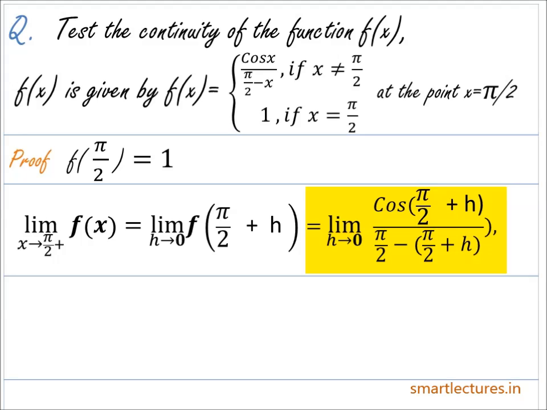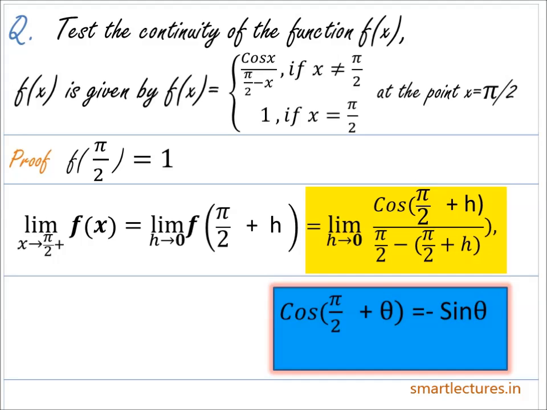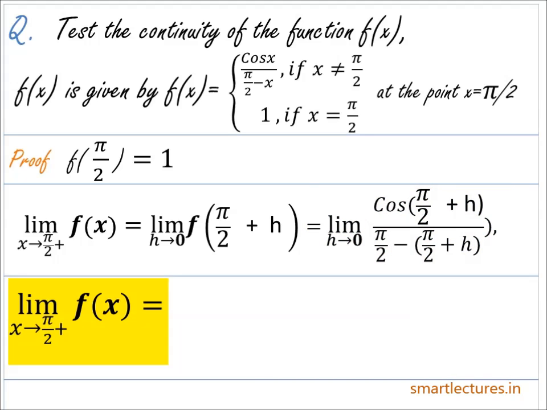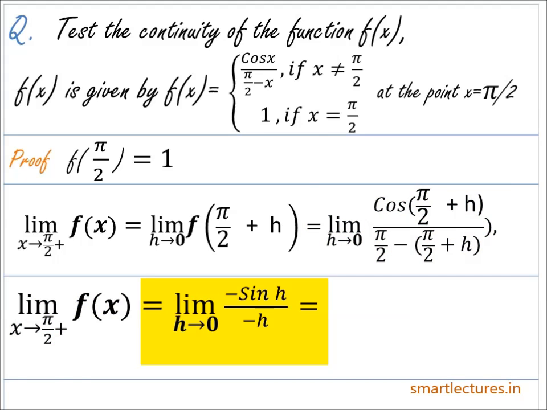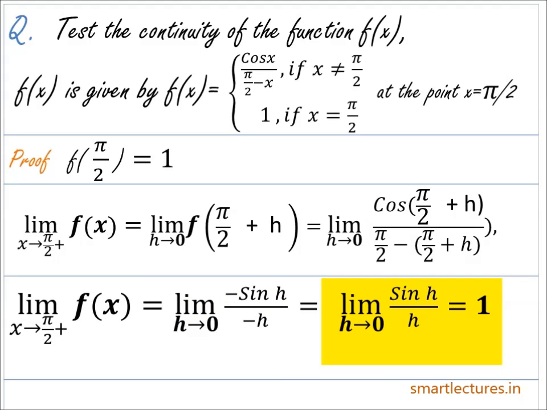And cos(π/2 + θ) is equal to −sin θ. So this limit can also be written as the limit as h approaches 0 of −sin h upon, now π/2 − (π/2 + h) is equal to −h. So this is equal to −sin h upon −h, which is finally equal to the limit as h approaches 0 of sin h upon h, which is equal to 1.